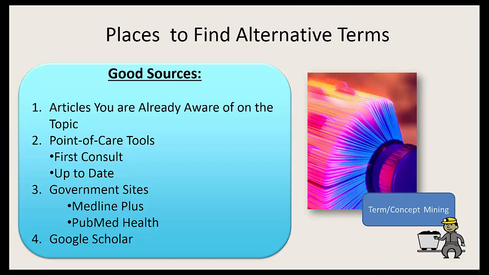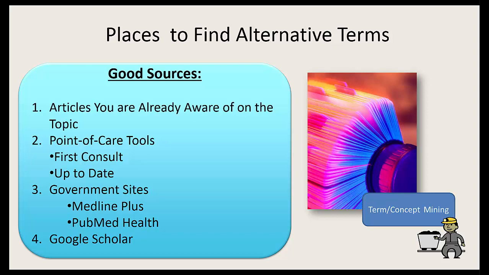As you could see, adding extra terms or alternative terms to your search does help to enhance your search. But you may not always be able to come up with alternative terms on your own. Some good sources or resources to turn to are things like articles you are already aware of on the topic. Many times these articles in describing the concept or topic will use terms that you may not be familiar with that you can then add to your search.